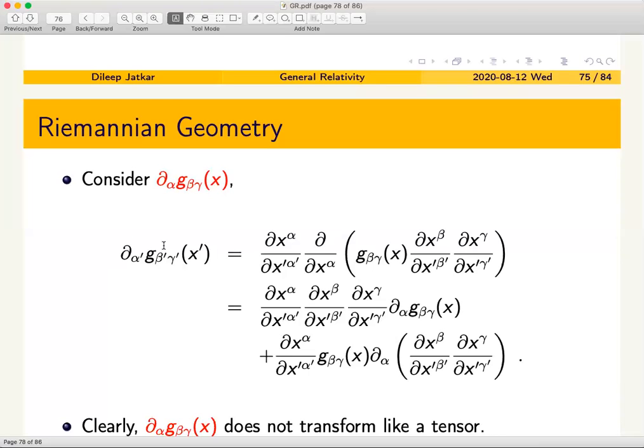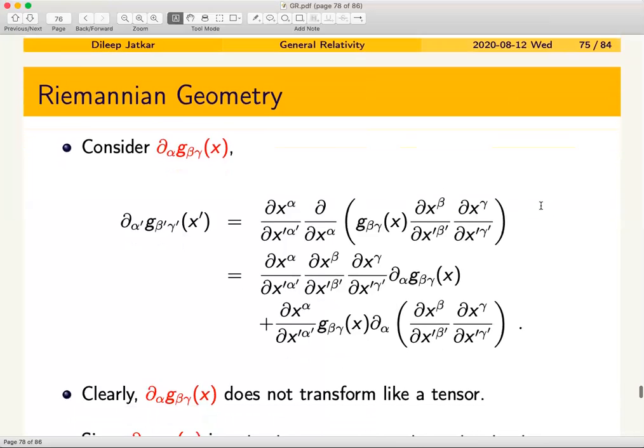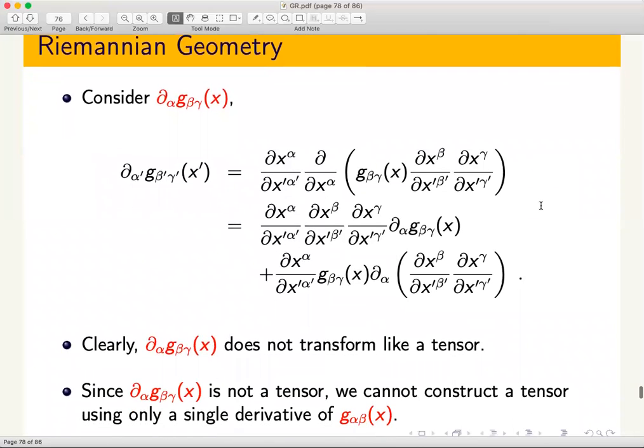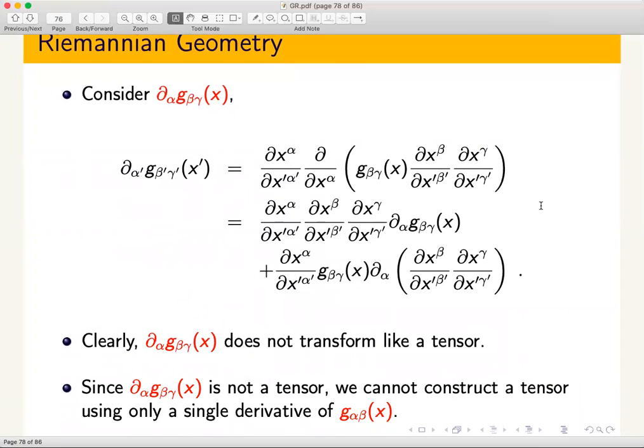So far, the only non-tensor quantity we knew of was gamma alpha beta gamma. Now we have found one more quantity which also does not transform like a tensor, and that is the partial derivative of g beta gamma. So del alpha of g beta gamma does not transform like a tensor. Now, given that del alpha of g beta gamma does not transform like a tensor, we cannot construct a tensor starting from a non-tensor.